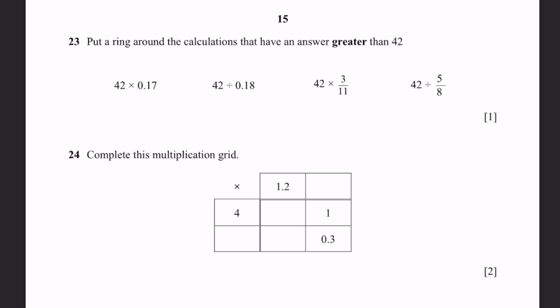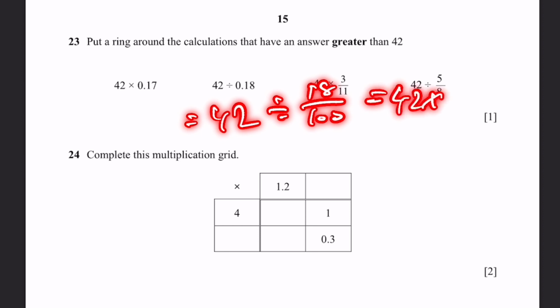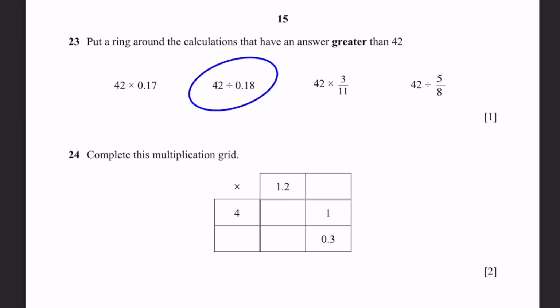Put a ring around the calculations that have an answer greater than 42. 42 into 0.17 will be less than 42 because you're multiplying by a number less than 1. 42 divided by 0.18, because you're dividing by 0.18, it'll be 42 divided by 18 by 100, which equals 42 into 100 by 18, which means it'll be greater than 42. We can put a ring around that.